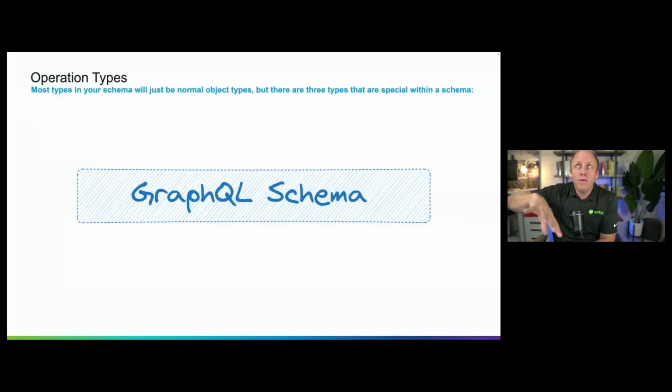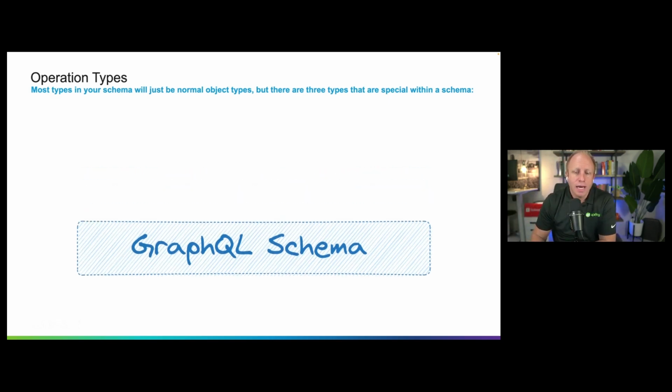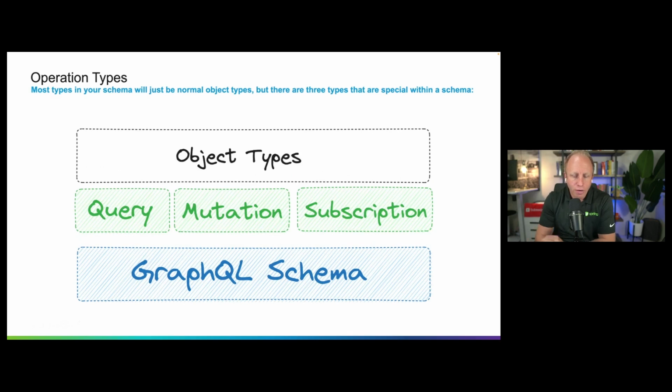So now that we have our object types, we have to talk about the next thing, which is operation types. Most types in our schema will just be those objects: the products, the orders, the reviews, the customers. But there are 3 types that are very special within the schema. Those are our queries, mutations, and subscriptions. A query is a way that we can read information from the API. So I want to get a single product. I want to get all of the products. A mutation is a way to change data in the API.